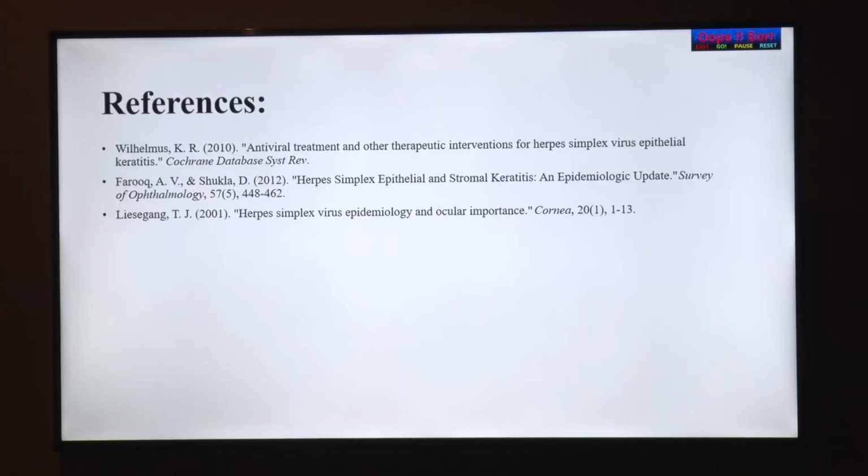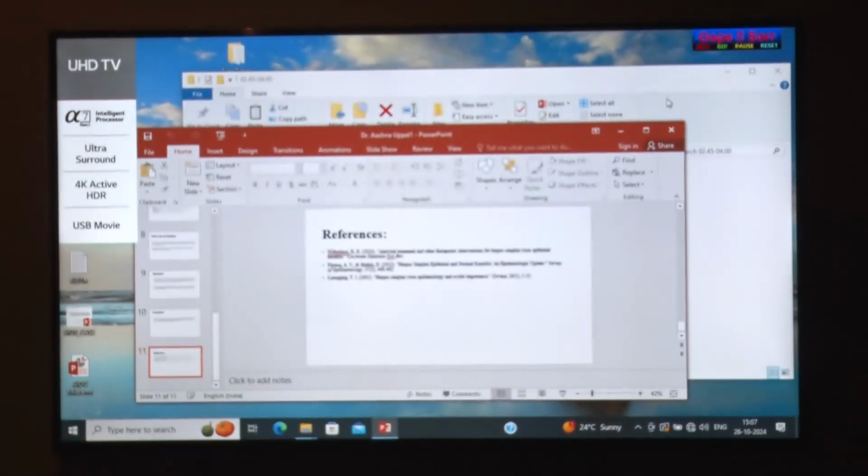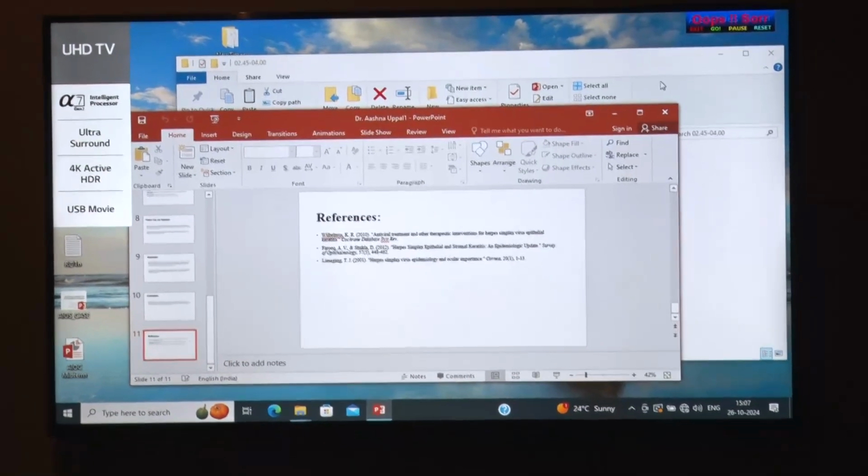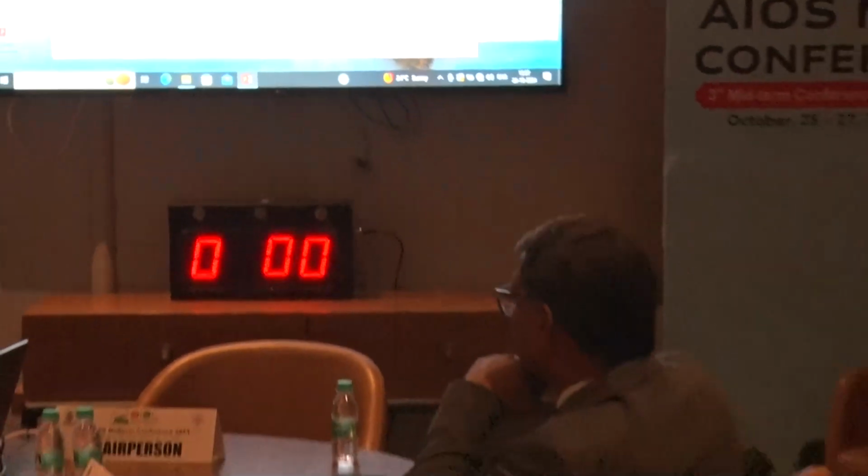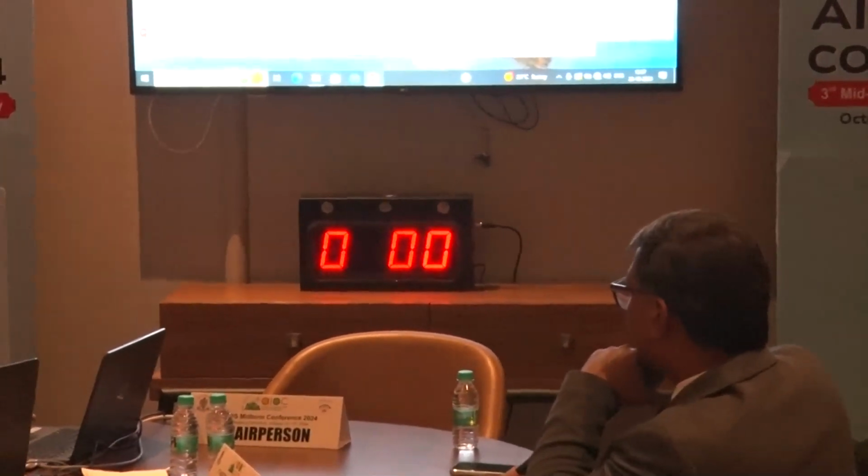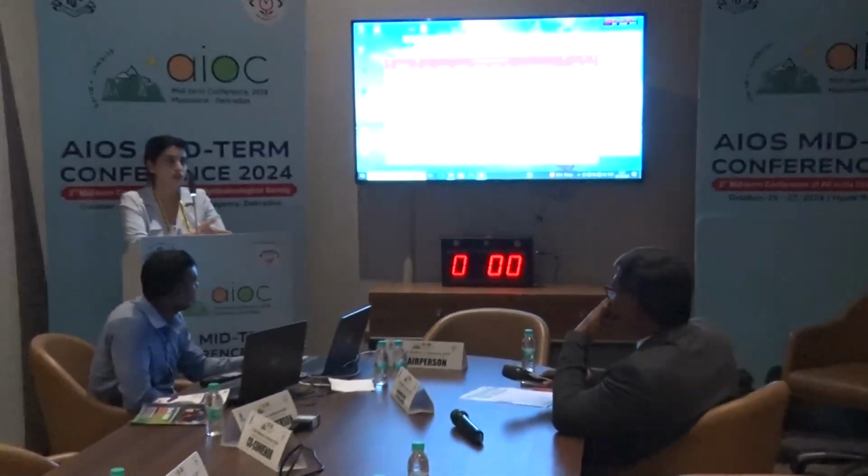Very nice presentation, Aashna. One thing I want to ask, why did you use the atropine? You used cyclopentolate, and for how long did you use cyclopentolate? Sir, for 2 weeks. When the patient came at 2 weeks, the pain due to ciliary spasm had reduced, so we had stopped it at 2 weeks.